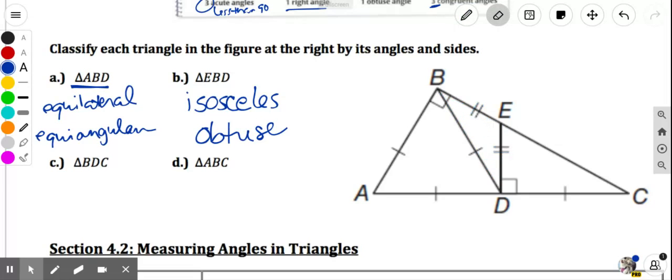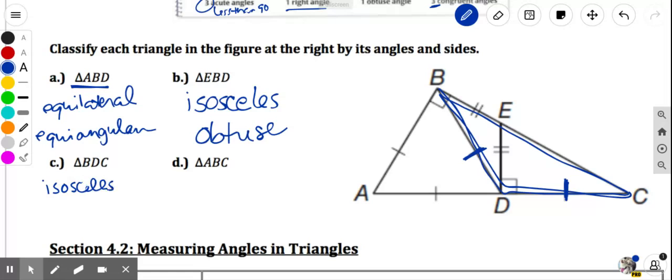Okay, next is BDC. BDC is this triangle here. Okay, look at that. This one is also same as letter B. See, 2 sides are the same, so it's isosceles. And again, this is bigger than 90 because this part is 90 and then this is a little more. So it's also obtuse.